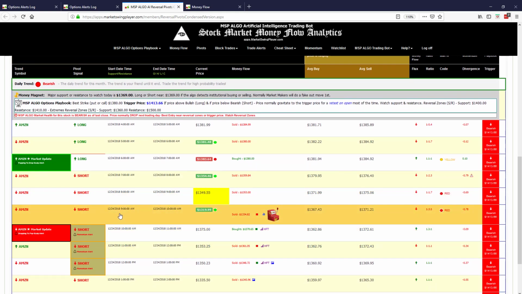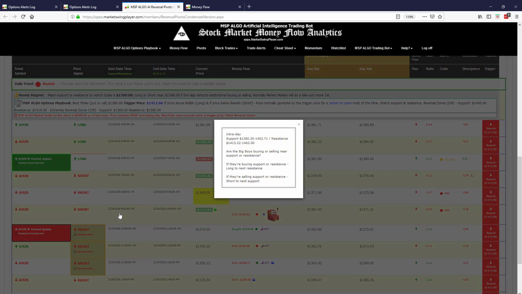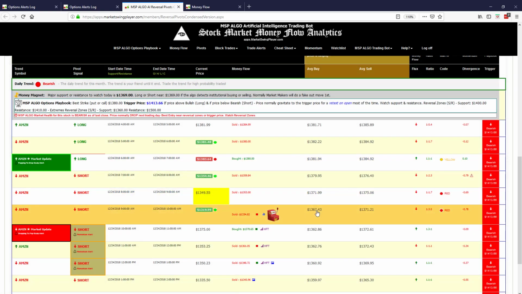So we know with this application we could look and see where support and resistance is at, and we could see that support was 1360 to 1400 and resistance was 1413 to 1462, and we could see that price is below support. It broke support, right? And it's bearish as well.